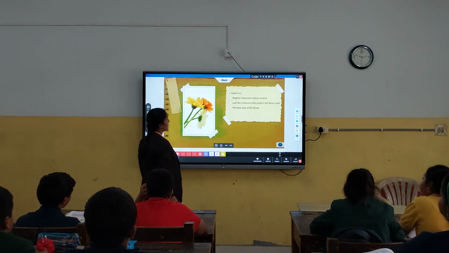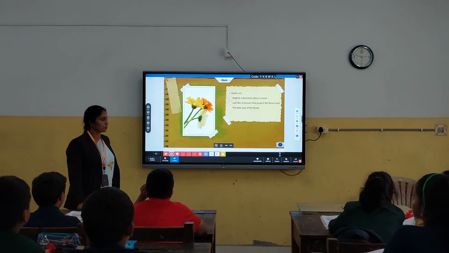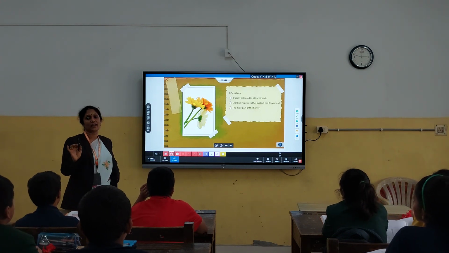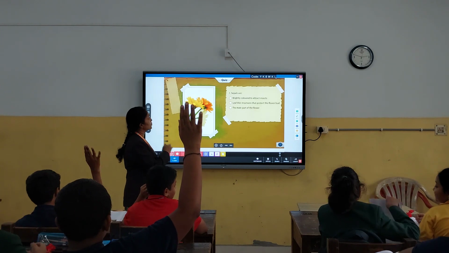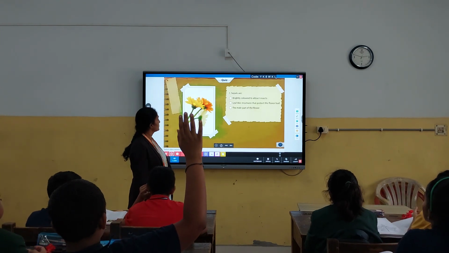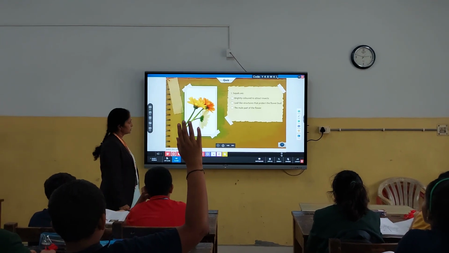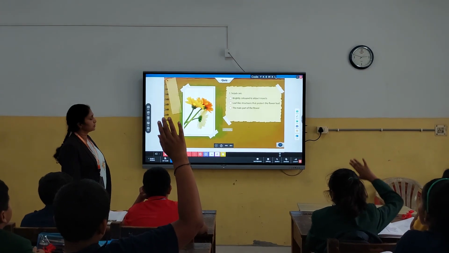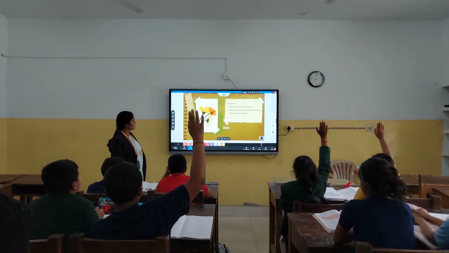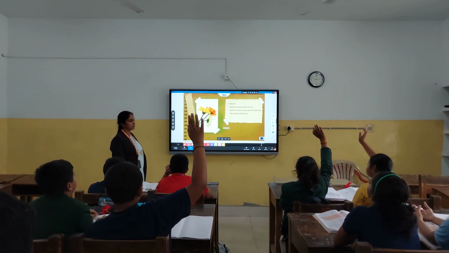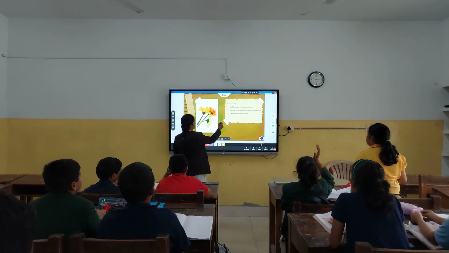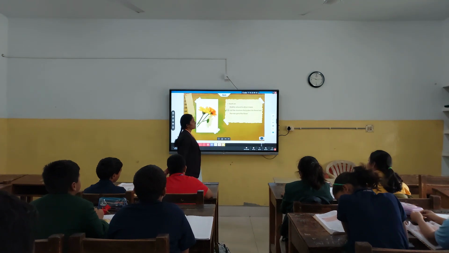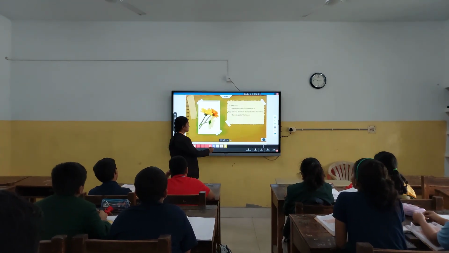Now, try this quiz on the reproductive parts of a flower. Read the following question and select the correct answer. Brightly colored to attract insects, leaf-like structures that protect the flower, the main part of the flower. Leaf-like structures that protect the flower. Very good. Sepals are leaf-like structures that protect the flower.